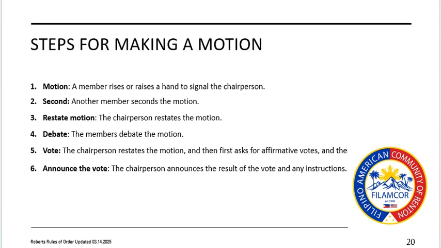Vote. The chairperson restates the motion and then first asks for affirmative votes and then negative votes. Announce the vote. The chairperson announces the result of the vote and any instructions.